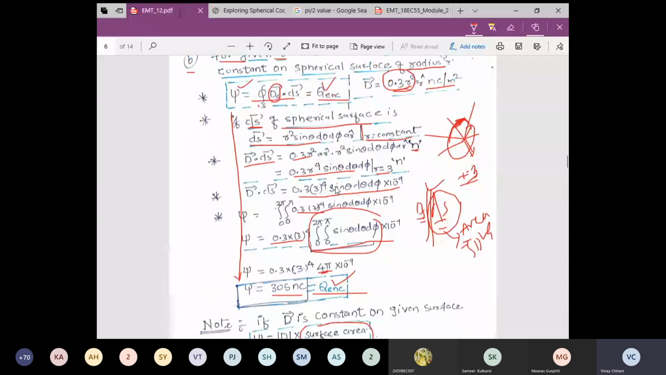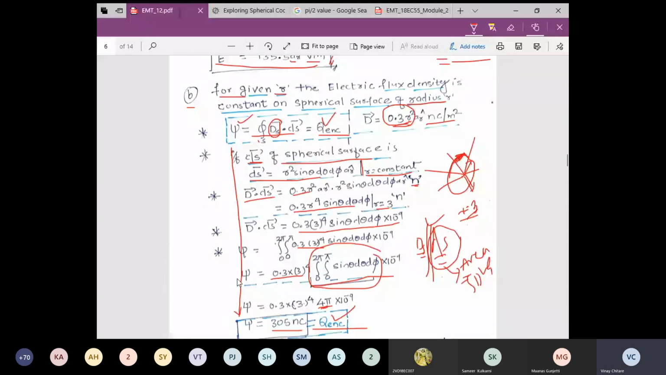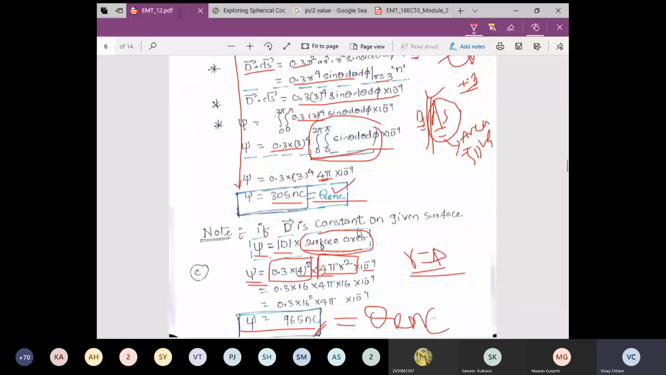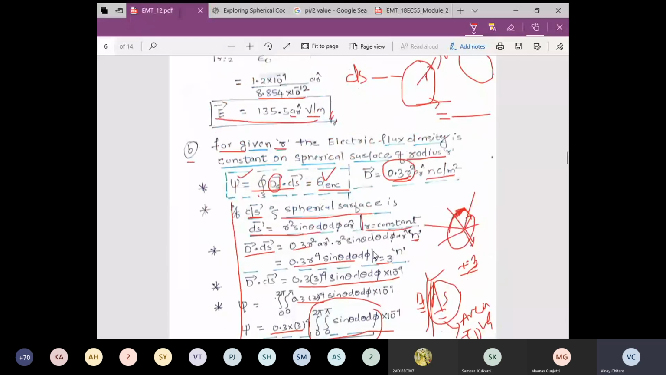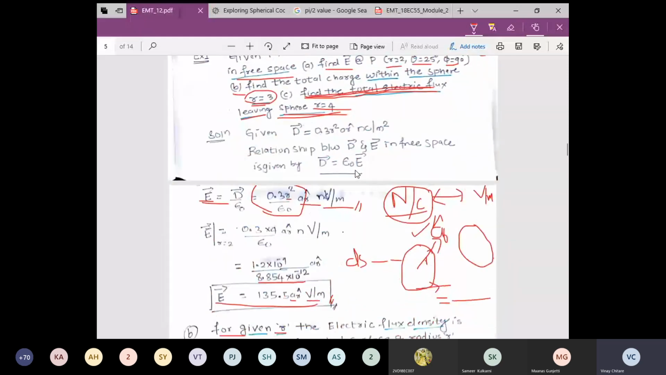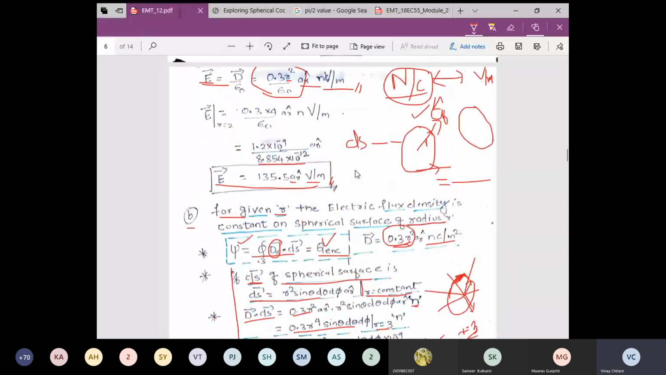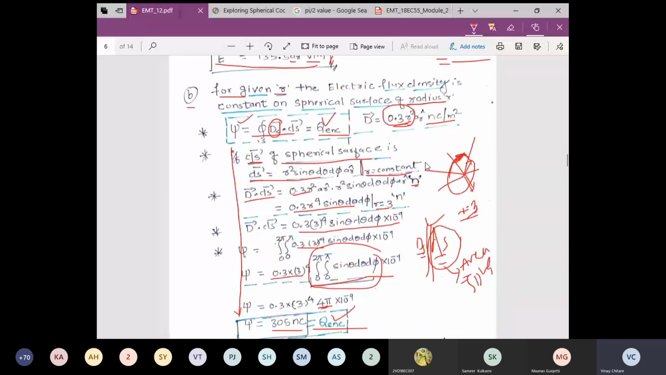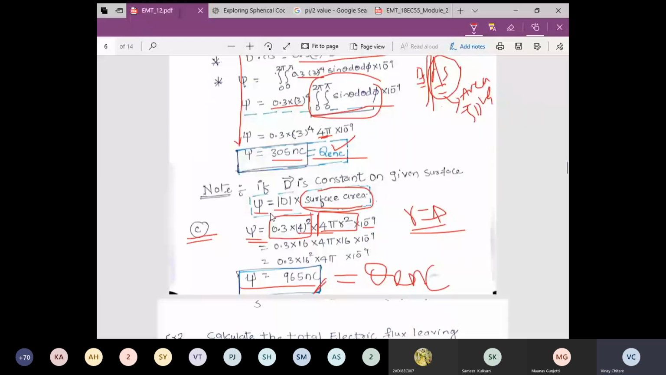So the B part I did with the complete procedure, whereas the C part was a very similar problem. They told to find the total electric flux leaving a sphere of radius r equal to 4. It's exactly the same thing we have to do. And I told that let us try to use the shortcut technique. That is, if D is constant on a given surface, you can find the flux as the magnitude of D into the magnitude of the surface area of that particular surface. And that is what it leads to.